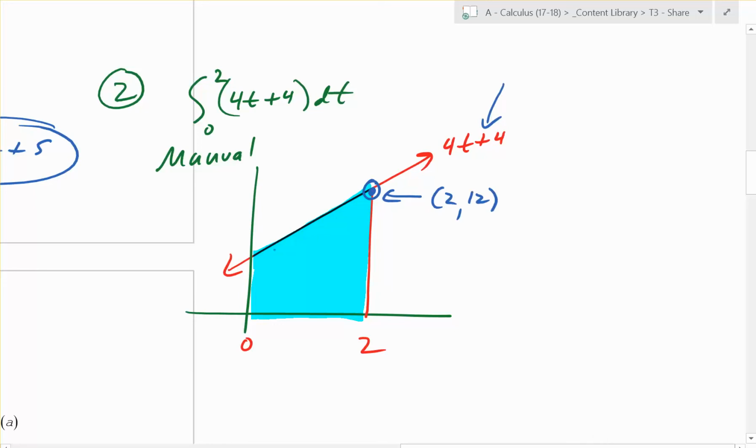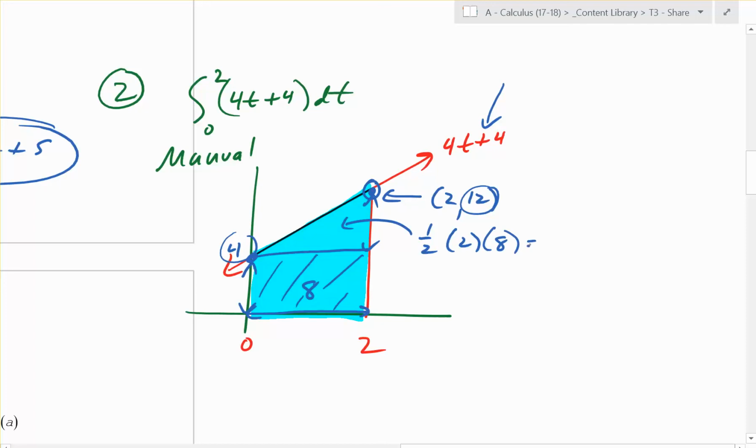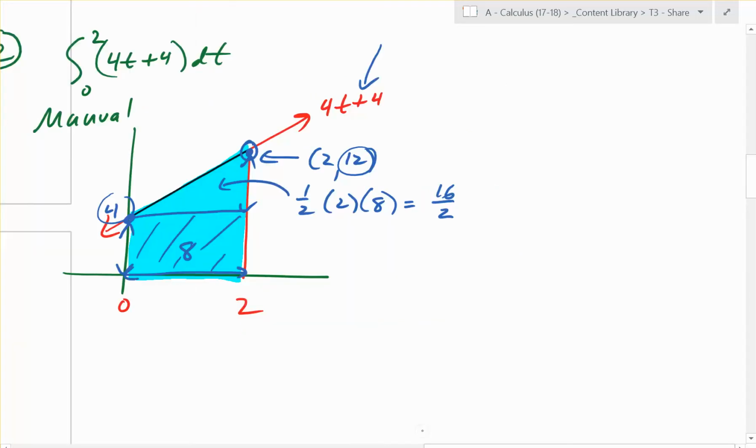So how do you find the area there? Well, you could find the area of that block right there. It's going to be 4. So if this is 2 and this is 4, remember it's not to scale, 2 times 4 is 8 right there. Then you have a triangle right there. 1/2, what's the base? 2. And what's the height? Well, you're going from 4 to 12, so it's a height of 8. So that's going to be 16 over 2, which is 8. So you have 8, and 8 is 16.